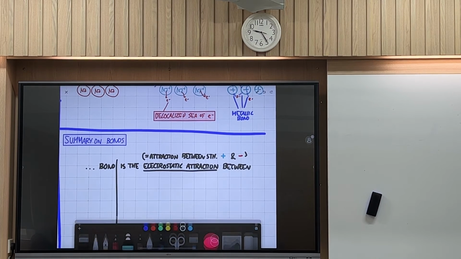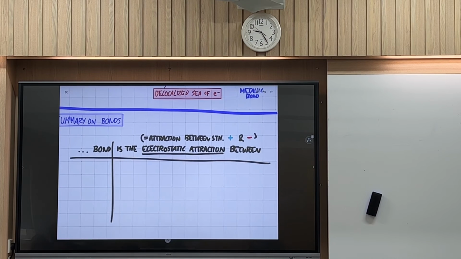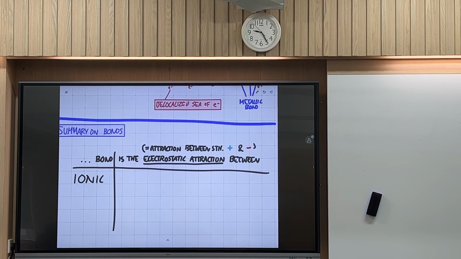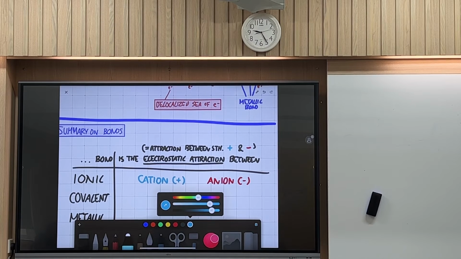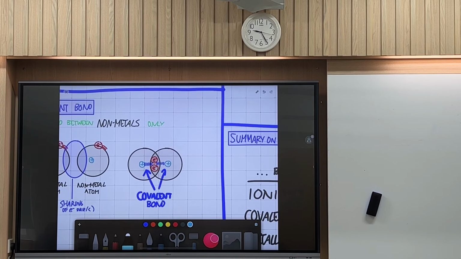So this is a table. I want to draw a table in here. We have ionic bond, covalent bond, and metallic bond. The ionic bond is the electrostatic attraction between cations and anions. And covalent bond is the electrostatic attraction between the nuclei. Where are the nuclei? These are the nuclei. I use plural because there are always two nuclei when a bond is formed.